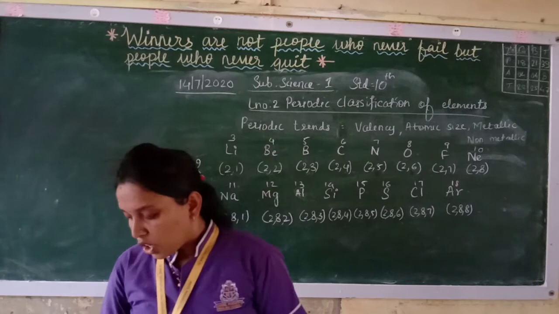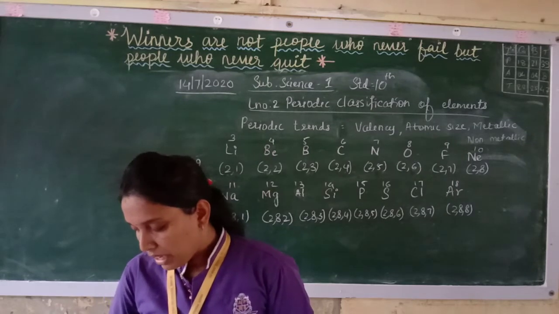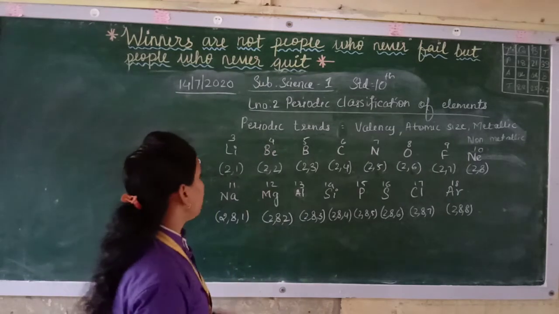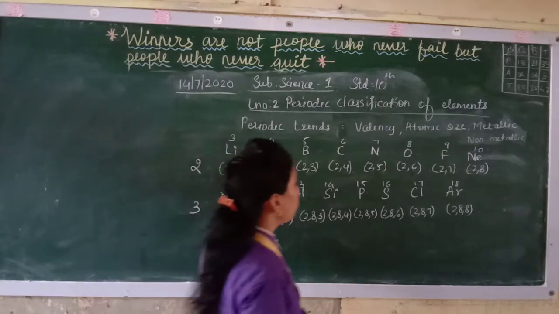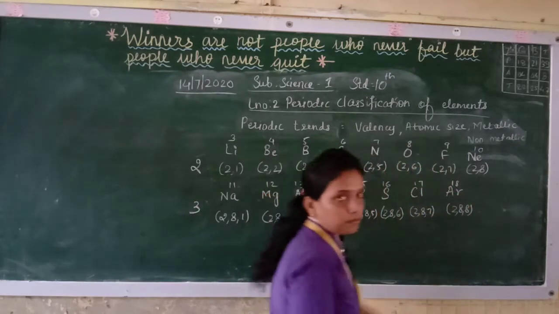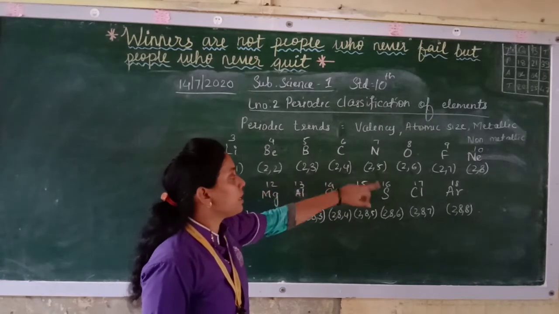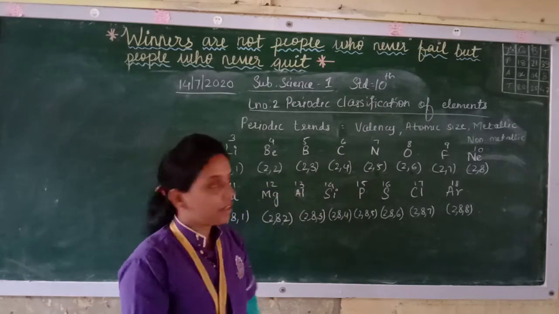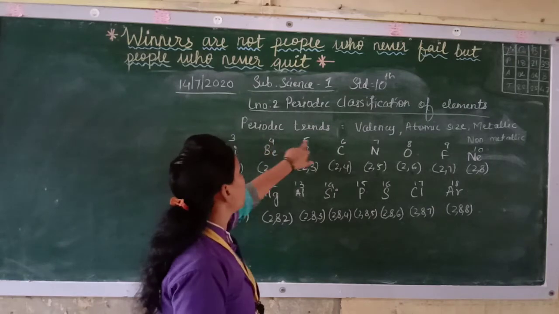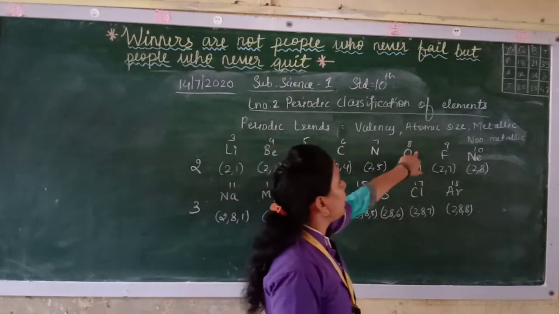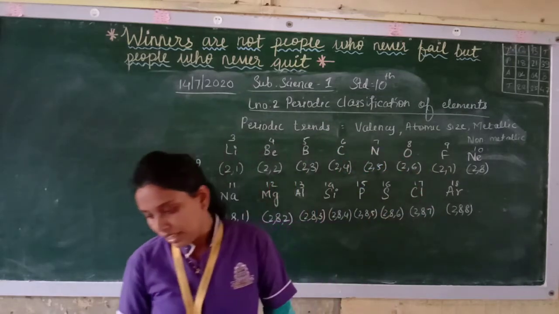So in a period, going from left to right, the atomic number increases by 1 at a time. Left to right. So here the atomic number is increasing by 1. See now, there it is 3, 4, 5, 6, 7, 8. So by 1 it is increasing.